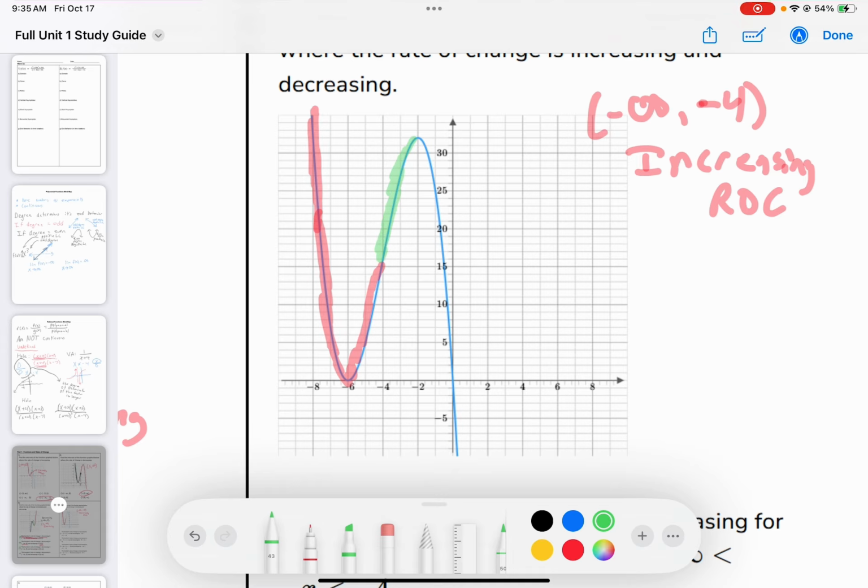And from here, we're concave down, concave down, concave down. Looks like we're concave down forever. From -4 to positive infinity, the rate of change is decreasing.